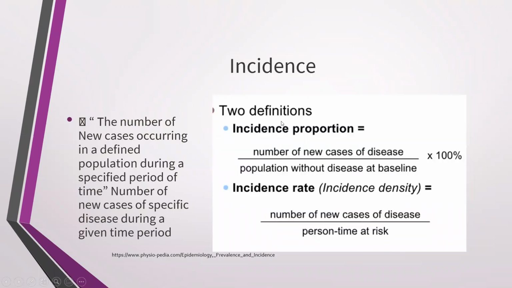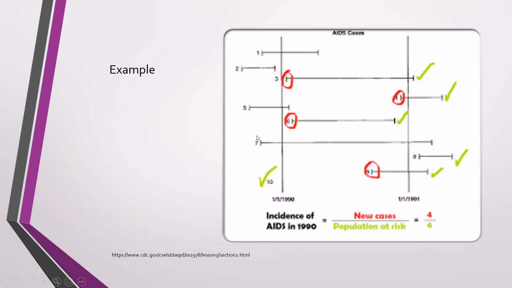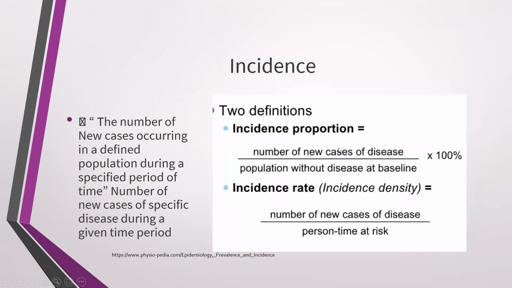For the incidence proportion, the example is that we take several cases and place a timeline between some period, like 1 year or 1 month. All these cases marked red are the new cases of the disease that appeared between the timeline, and the tick marks are the population at risk. So the total new cases can be calculated by dividing 4 by 6. So this is the incidence proportion.